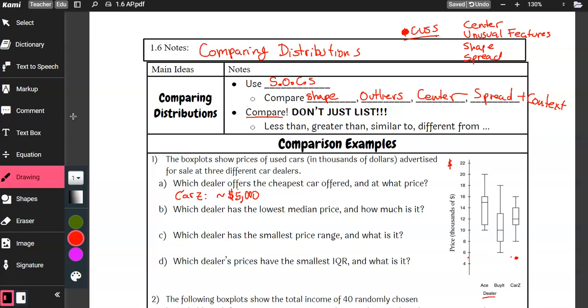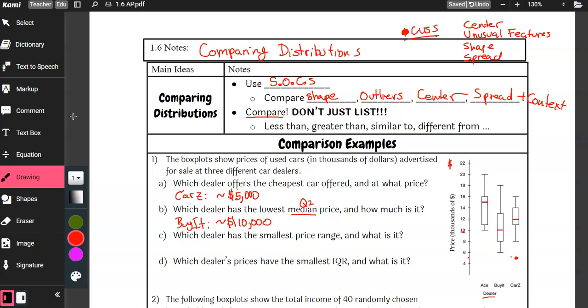Which dealer has the lowest median price? So for the median price, we're looking at the Q2 or the second quartile. So we're looking at this, or this. So right here is going to be Buy It. This dealership has the lowest median. I could see here it's going to be around approximately $10,000.